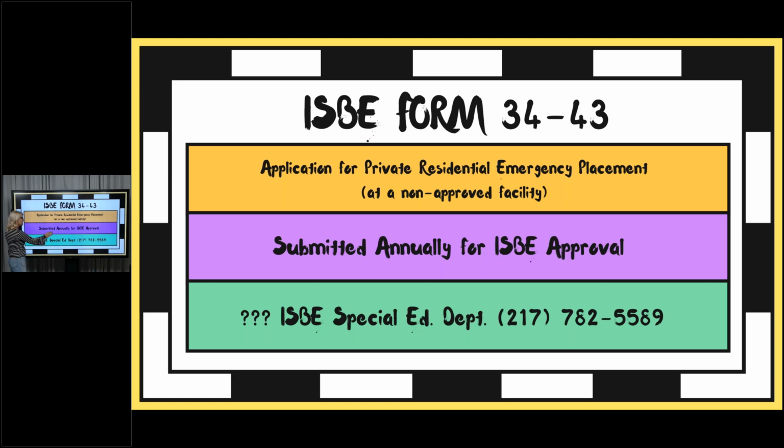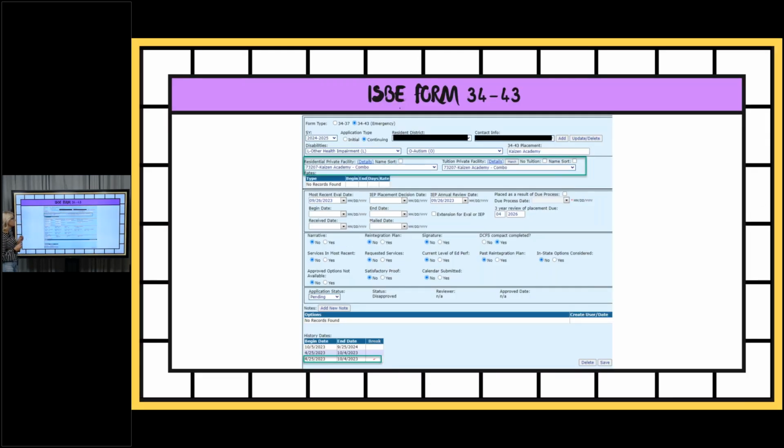You're able to view it in iStar just like the 3437. The only real difference that I notice is that it's 3443 instead of 3447, but the same rules apply as far as when does it begin, when does it end? So what's that time span, and what's the facility that's approved for residential and tuition? Those are the things that are important to us when we're looking at creating our iStar records and making the claim in the residential piece.